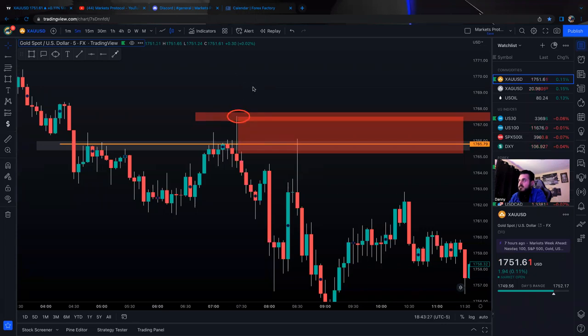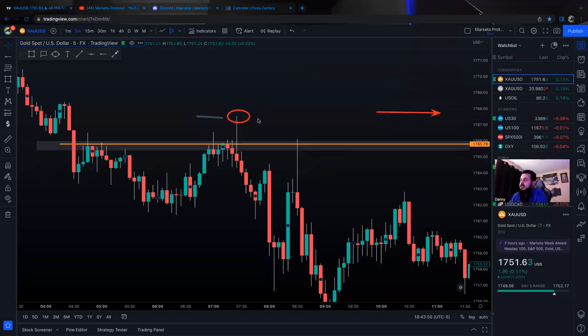Once this zone is broken, then you can expect price to trend up and create new highs. Once the new highs are formed, you expect a bit of a pullback to that same area, and then you can take a trade expecting price to continue its flow towards the upside. So this was an example of a wick rejection that happened previously.